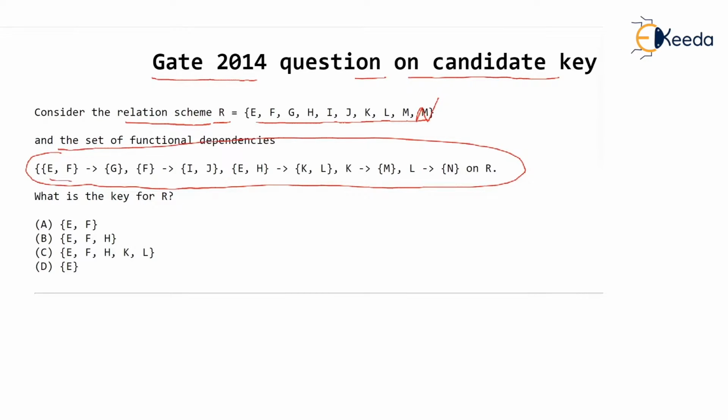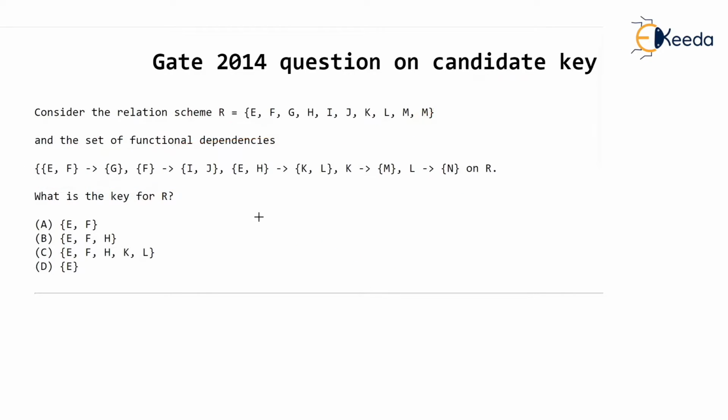Check the first functional dependency. EF determines G. The second one is F determines IJ, and so on, isn't it? So we are asked to find out the key for R. Now, when they ask key for R, they mean that you are supposed to find out the candidate key. The key here means candidate key.